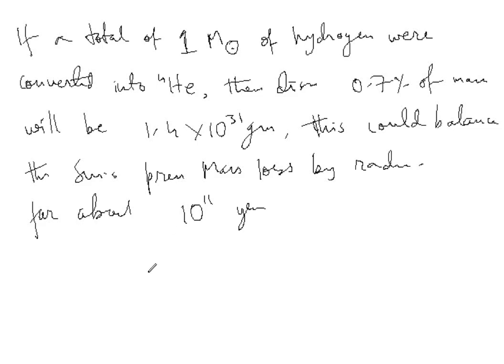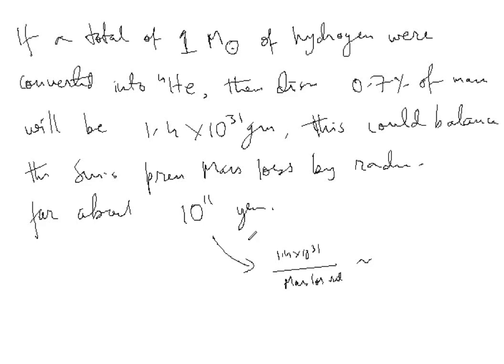How can you do that? So, how do you get this number of 10 to the power 11? You just divide this 1.4 into 10 to the power 31 gram by the mass loss rate. Okay, and then you will get this number. So how much is this? 10 to the power 11 years. And using this nuclear reaction, we can explain how the sun has been burning for so long. We can explain the age of the sun.